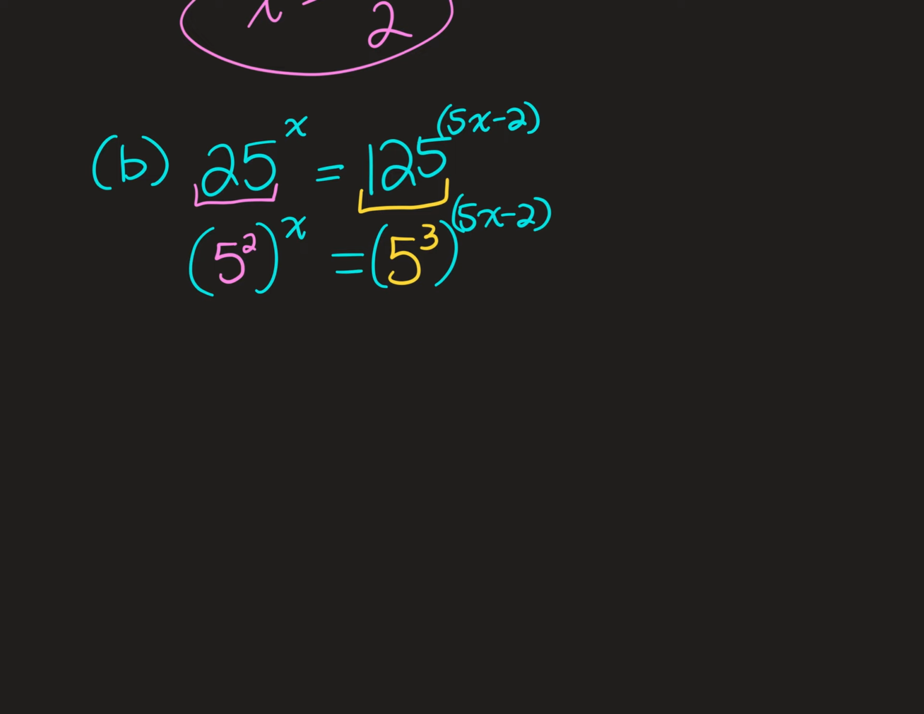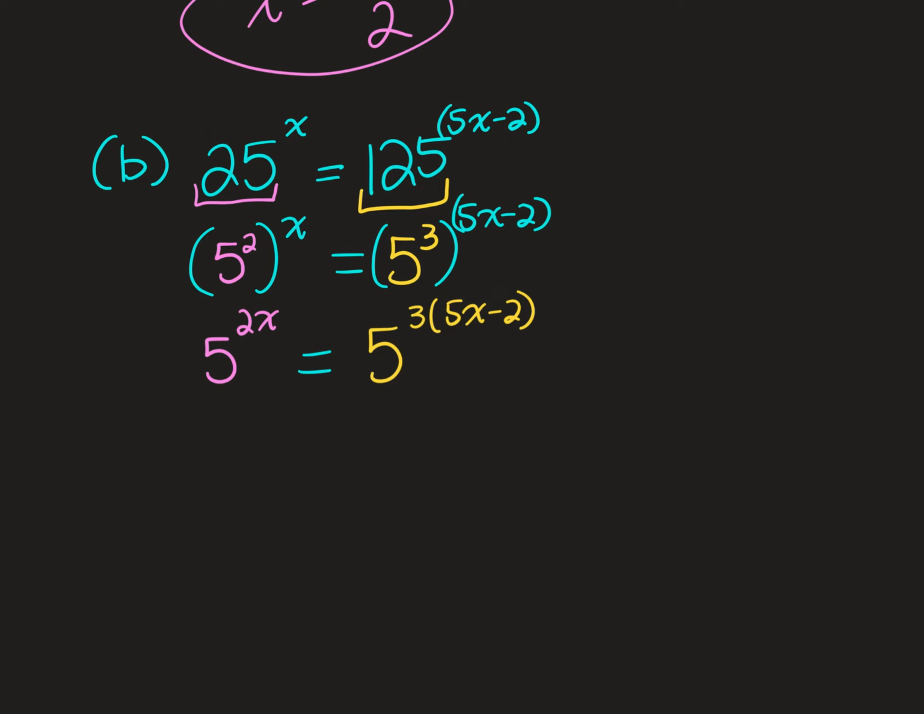Which operation? Add, subtract, multiply, divide. Multiply, right? So we're going to multiply those powers together. So that would give me 5 to the 2x power is equal to, now we could multiply this all out, but I'm just going to write it as 5 to the 3 times the quantity of 5x minus 2 power. Okay, I'm just going to multiply the exponents together.